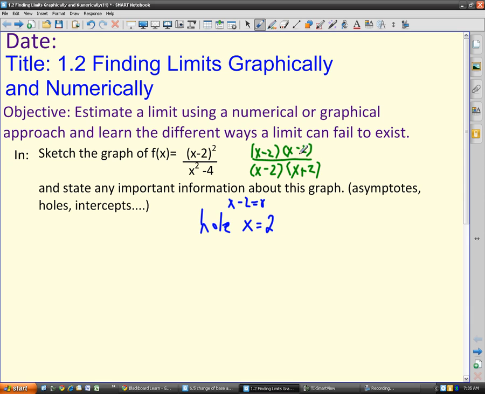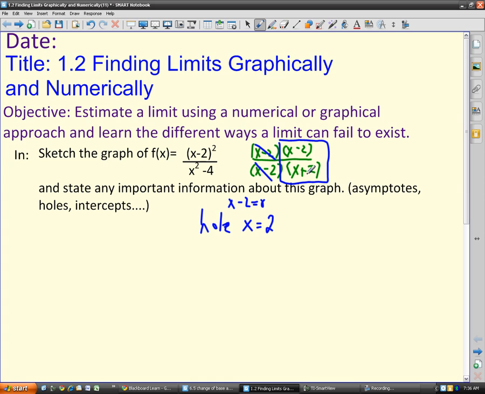Then I have x minus 2 over x plus 2 as the remaining function after I reduce this function. And one of the things that we do a lot in calculus and a lot of math is we come up with representative functions that represent basically the same thing, but this is without the hole in the graph.